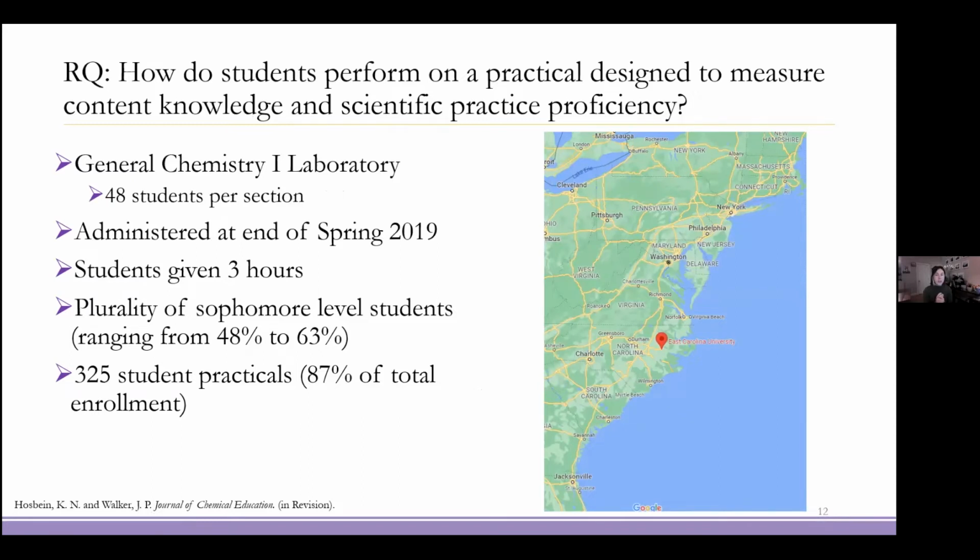And so the way that we assess students, we gave this IDEAA in General Chemistry 1, where there are 48 students per section. It was administered at the end of spring 2019. So this is the off-sequence General Chemistry 1 course. Students are given the full lab period, so they're given 3 hours to complete the practical. And students in the course are a plurality of sophomore level students, so second year students. And there were about 325 student practicals that we looked at to study student performance, which is about 87% of the total enrollment in 2019.